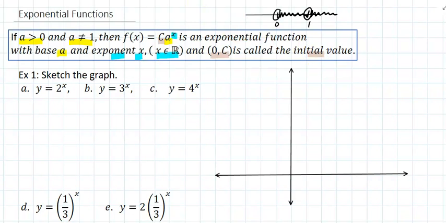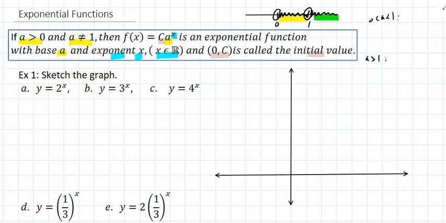So we have two regions to consider. We're looking at a region when a is between 0 and 1, and we're looking at a region when a is bigger than 1. That's pretty much what it comes down to. If a is between 0 and 1, or a is bigger than 1. Well, let's start with the first.